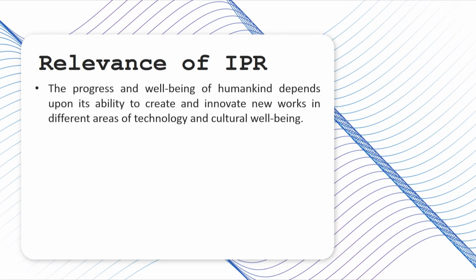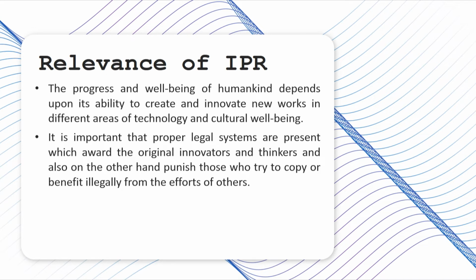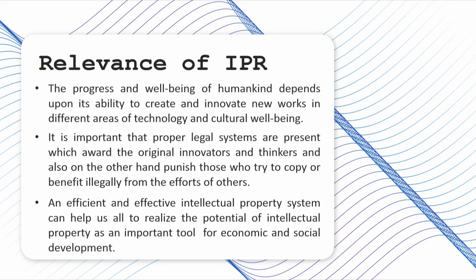The progress and well-being of humankind depends upon its ability to create and innovate new works in different areas of technology and cultural well-being. It is important that proper legal systems are present which reward the original innovators and thinkers, and also on the other hand punish those who try to copy or benefit illegally from the efforts of others. And lastly, an efficient and effective intellectual property system can help us all to realize the potential of intellectual property as an important tool for economic and social development.